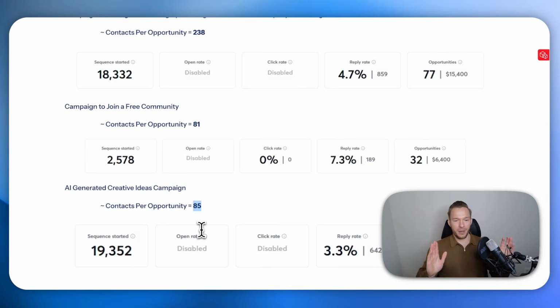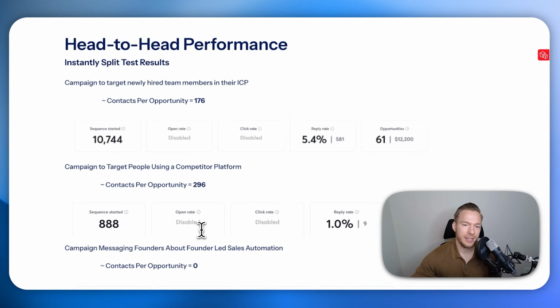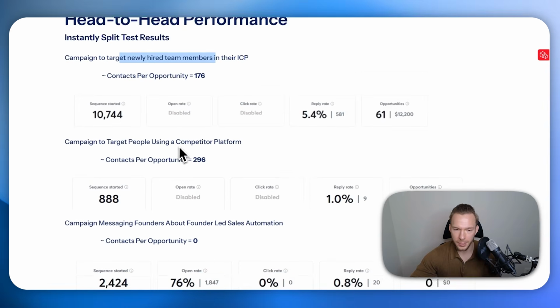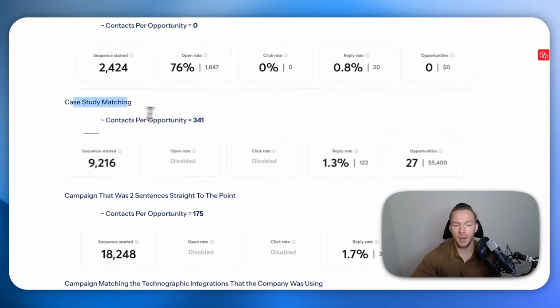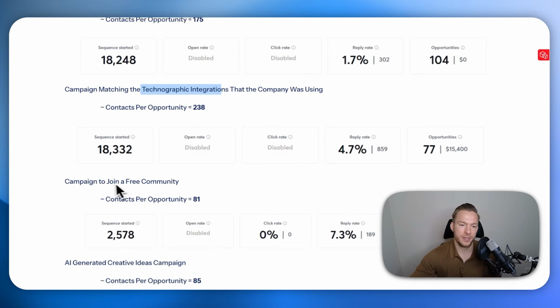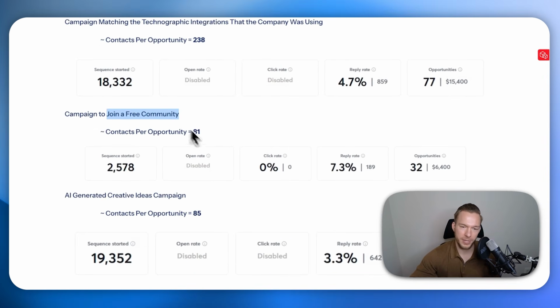What I love about the Creative Ideas campaign is it's not like these other campaigns where it's capped. I can only send this email to people who newly joined the team, and it's not all that scalable. This is capped by how many competitors we can find. This is capped by lookalikes, capped by technographics. You don't want to just have people join a free community. We need cash faster than that.